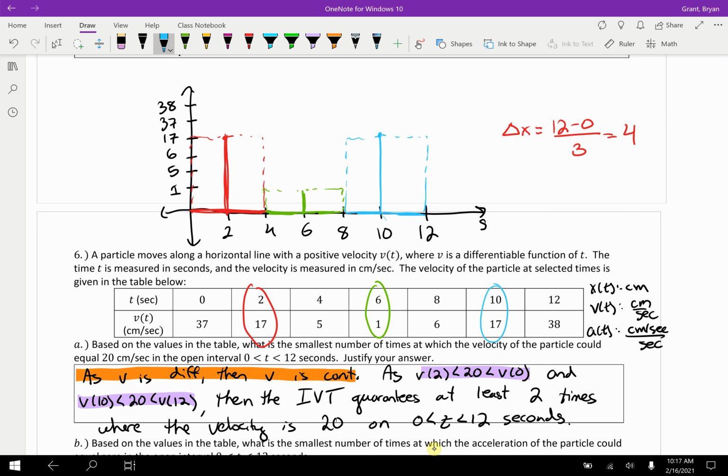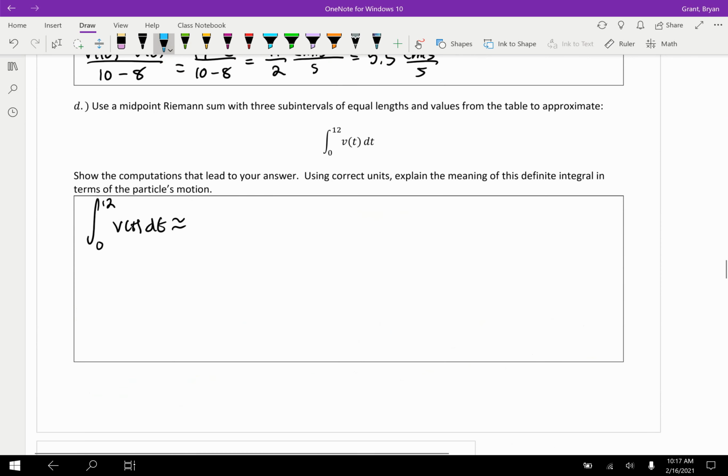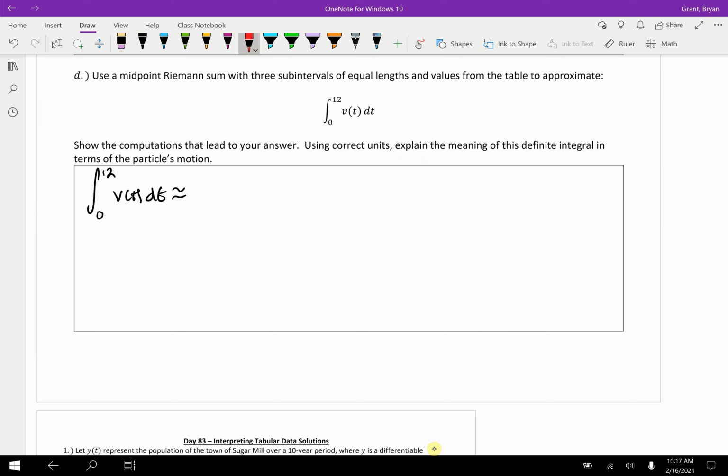Once you have those, this gets really easy. Every sub-interval here has a length of 4, so 4 times something, 4 times something, 4 times something, and then we have 3 heights, 17, 1, 17. So we have 4 times 17 plus 4 times 1 plus 4 times 17. Midpoint Riemann sum. If you're not sure how to do this without a graph, draw a graph.